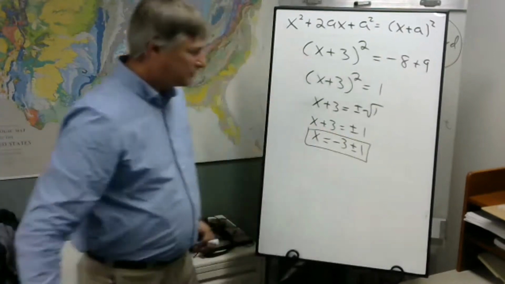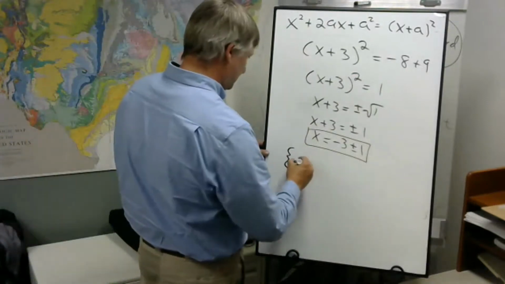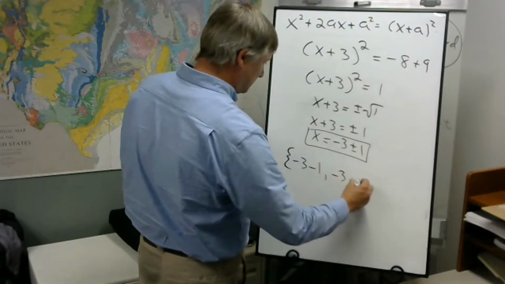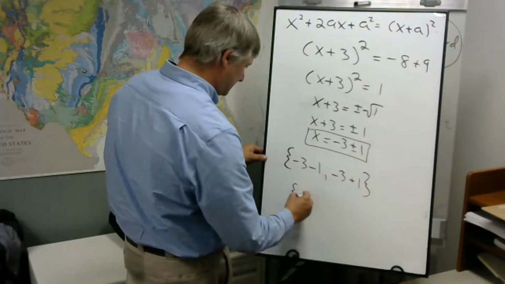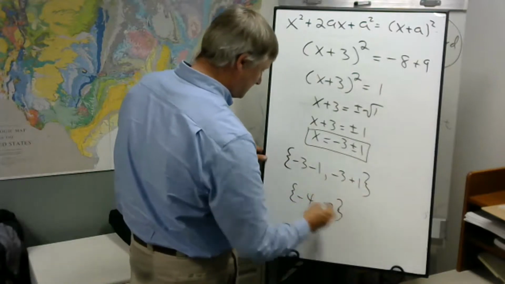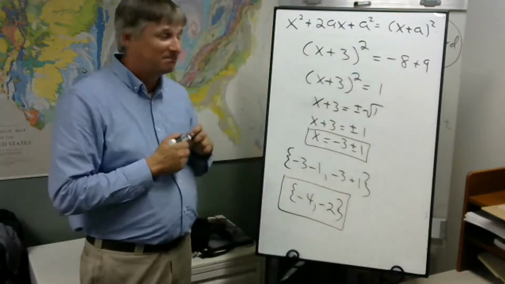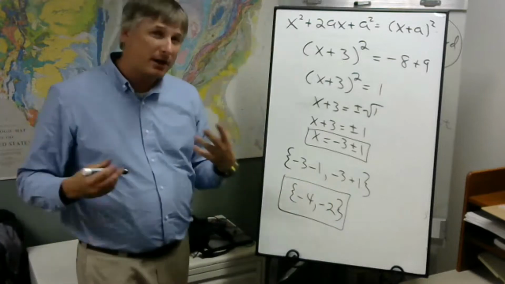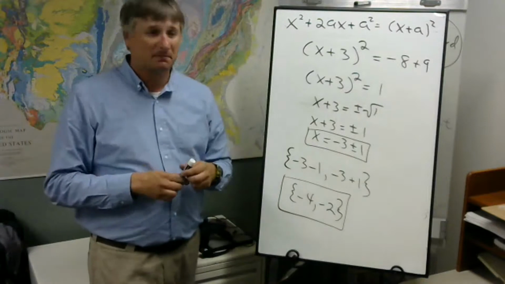1. So writing this as a set, minus 3 minus 1, minus 3 plus 1, and this here is negative 4, this is negative 2. And that's it. So for this one, you have to use 2 techniques. You gotta know how to complete the square, and then we finish everything doing the square root method.